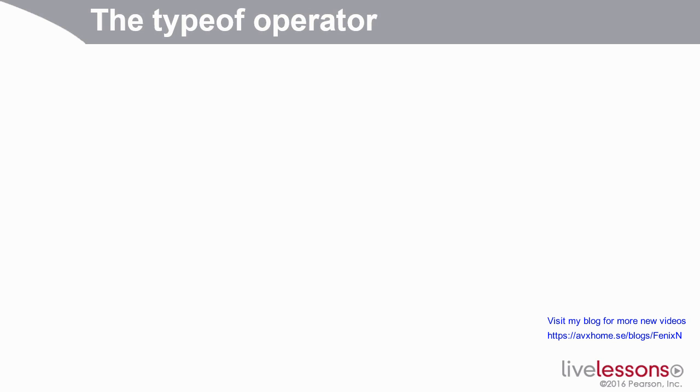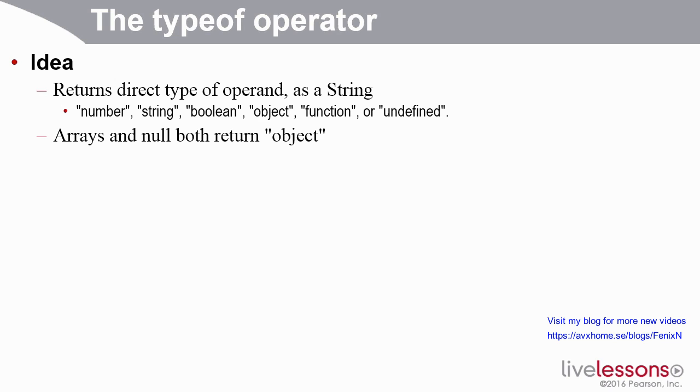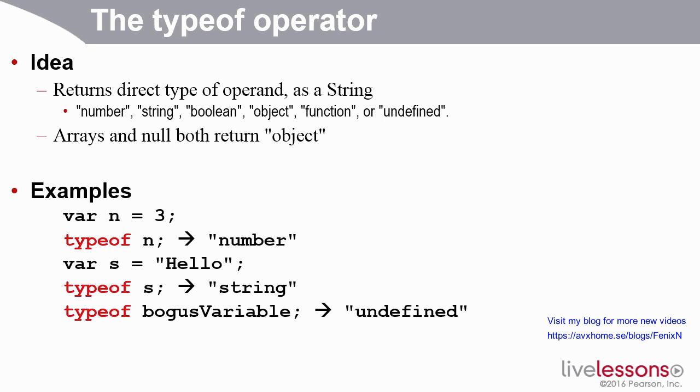The typeof operator is also sometimes useful, and it has six possible values. You give it an operand, and it says number, string, boolean, object, function, or undefined. That's it. It won't say person, it won't say circle, it just says those possible values. And arrays and null, they all say object. So, typeof a variable holding a number, it'll say number. Typeof a variable holding a string, it'll say string. Typeof a variable I never defined, well, it won't crash, it'll just say undefined.